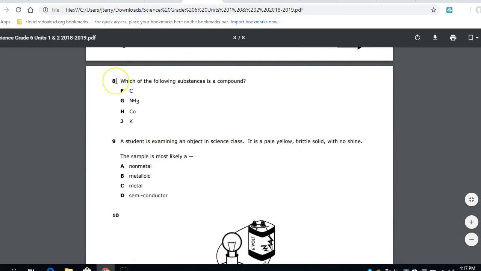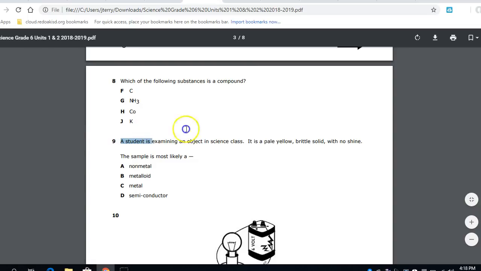Number 8, which of the following substances is a compound? C, NH3, CO, that's a lowercase o, and K. Which of the following is a compound?